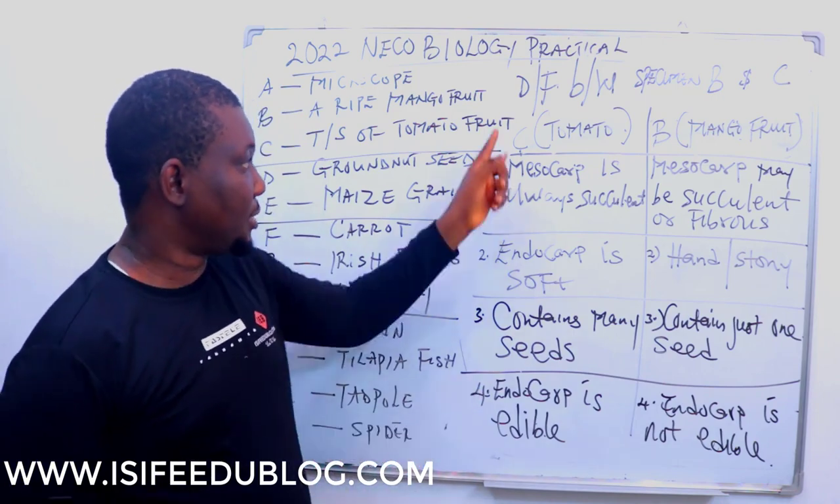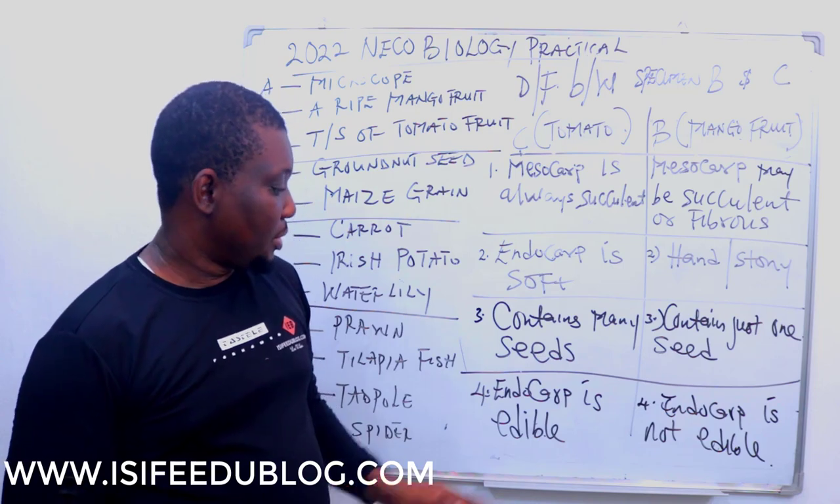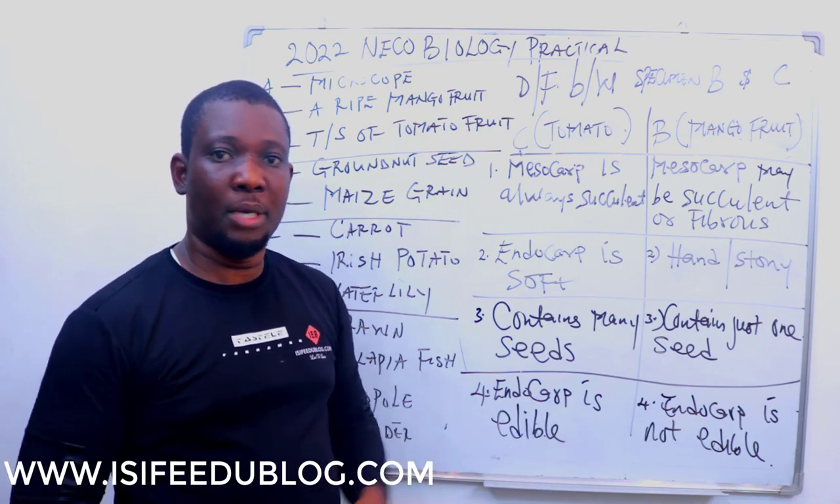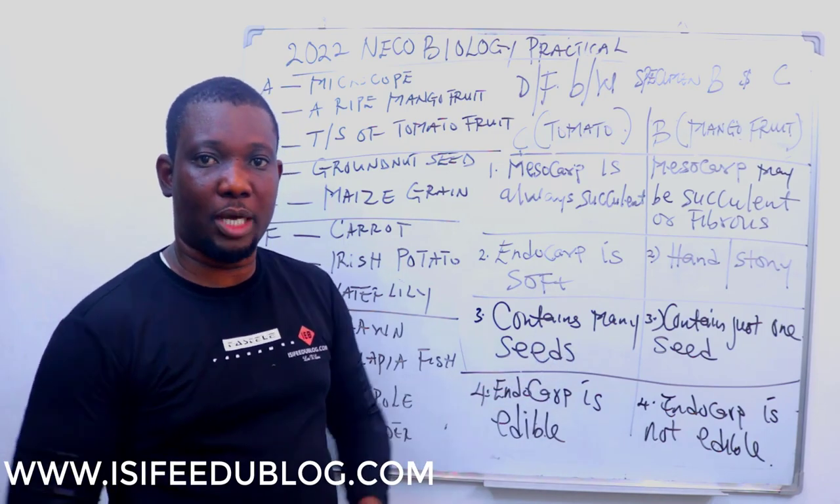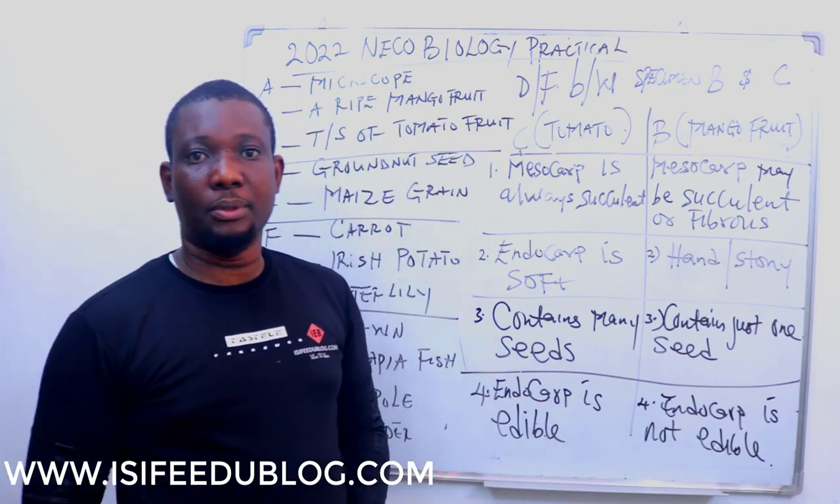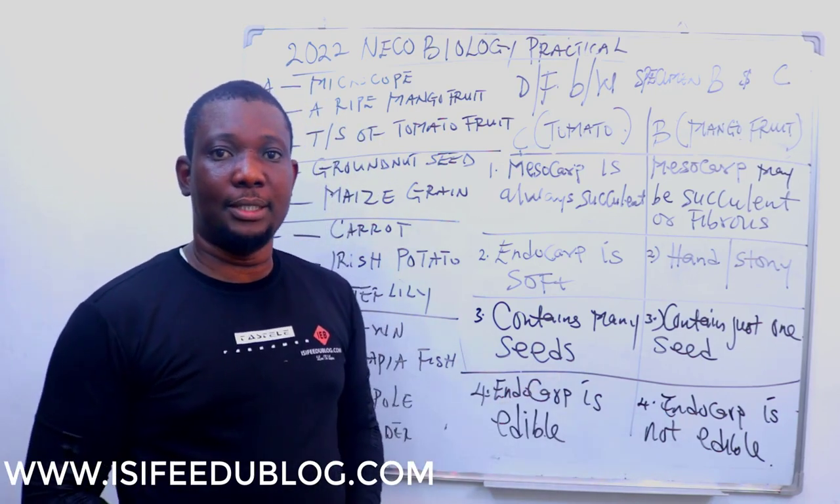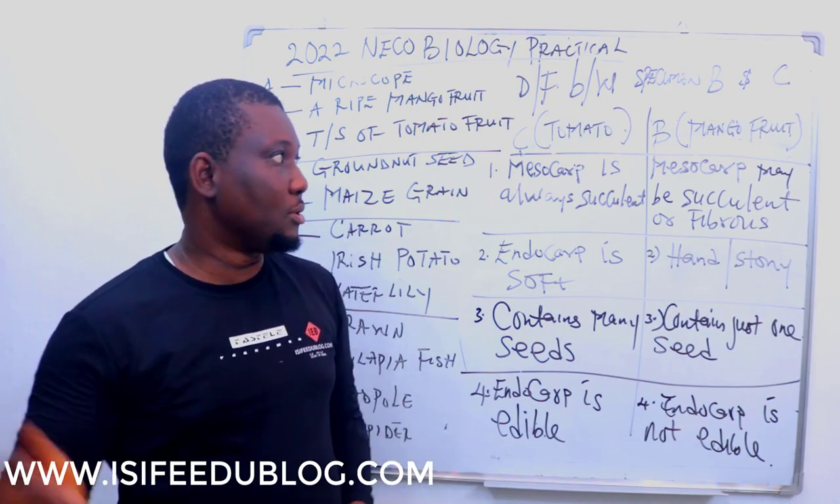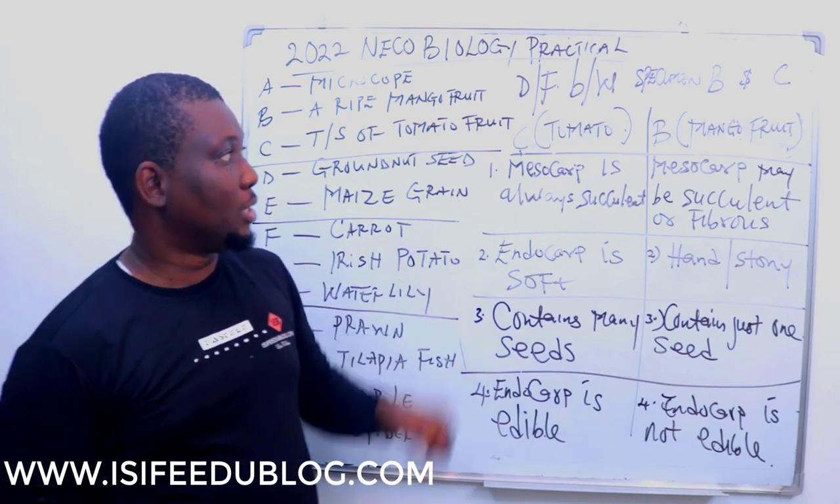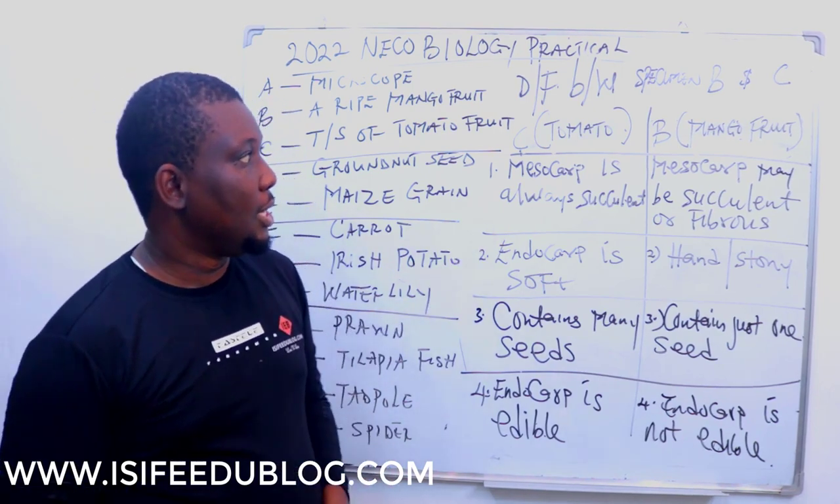And then fourth, the endocarp is edible. You can eat both the endocarp and the mesocarp, which is fused with the endocarp. You can eat it, that's why it's called berry. But in the mango, the endocarp is not edible. The endocarp is that part that is the hard fibrous seed, which is usually thrown away. So these are the differences between the tomato fruit, specimen C, and the mango fruit.